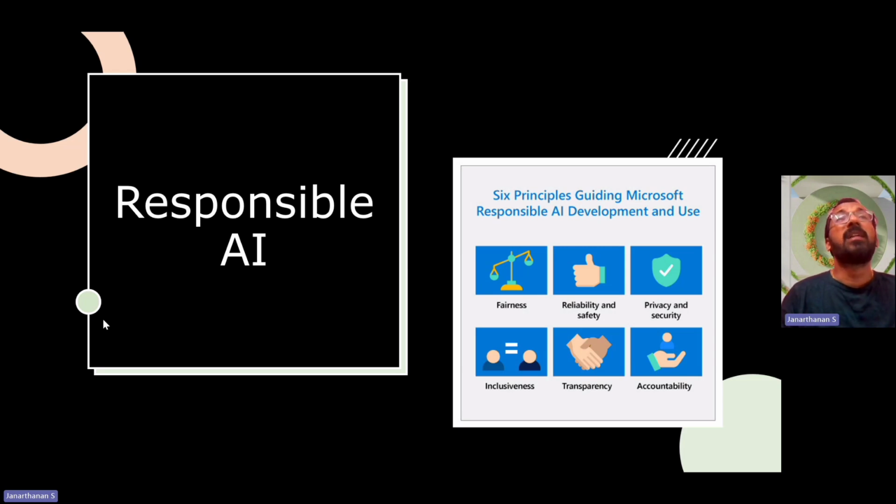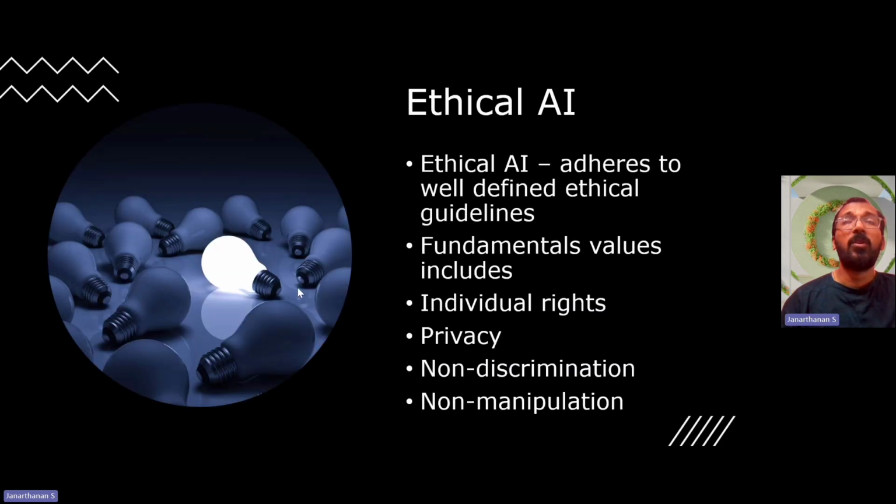Transparency: you have to be very transparent in terms of your decision making systems. And accountability: everyone in the team is accountable for your GenAI application development. It's not about a single individual. So you have to follow this responsible AI principle as well as the ethical AI principle whenever you are building any type of application in the generative AI platform.